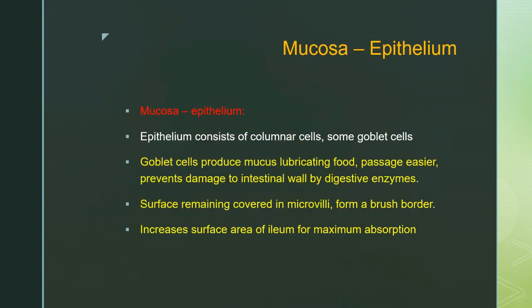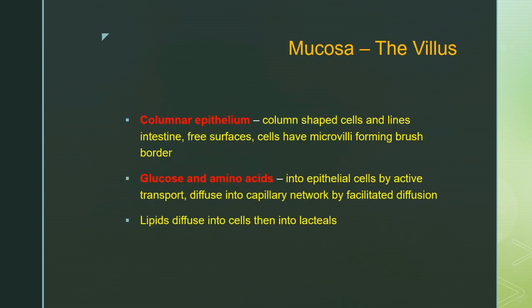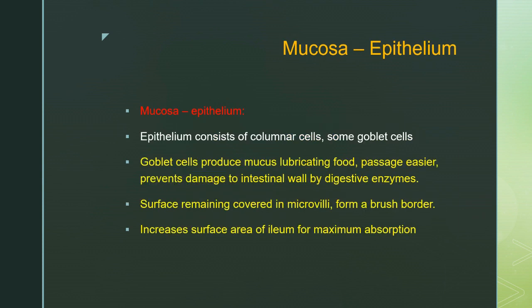So, we're now going to talk about your epithelium. Your epithelium consists of columnar cells, as we talked about, columnar epithelium, and then goblet cells. Goblet cells are just cells that produce mucus, which lubricates your food and makes the passage easier. This basically prevents damage to your intestinal wall by digestive enzymes, so it's quite important.